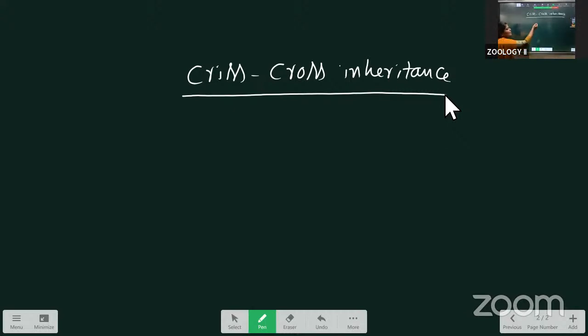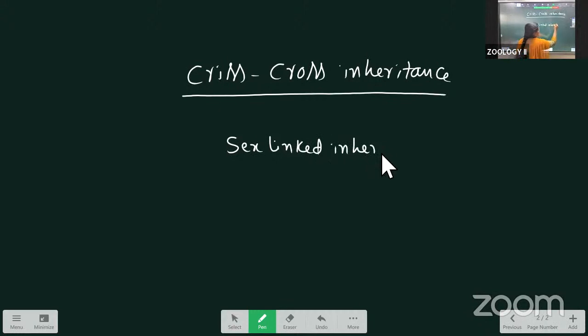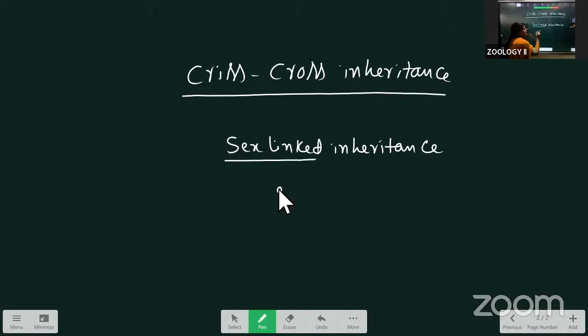Clear? Next, before the explanation of crisscross inheritance, I'll explain about sex-linked inheritance. Then only you can understand. What is inheritance? The characters coming from the parents to the next generation of offspring are called inheritance. Here, specially, we call it sex-linked inheritance. Some characters, all of you know this. The gene is present on the chromosome. The gene expresses the character. That character is also called the trait, having alleles.